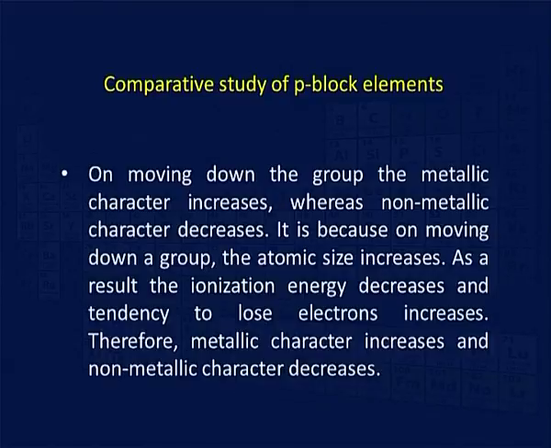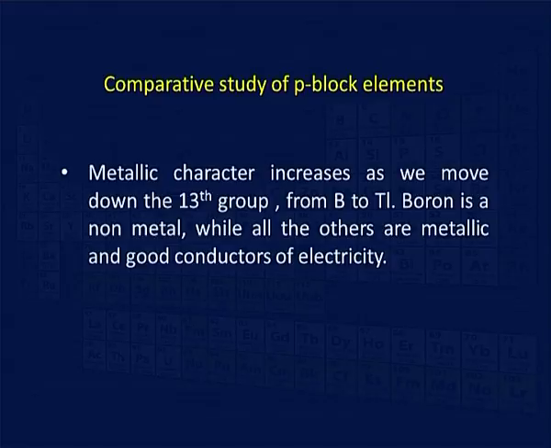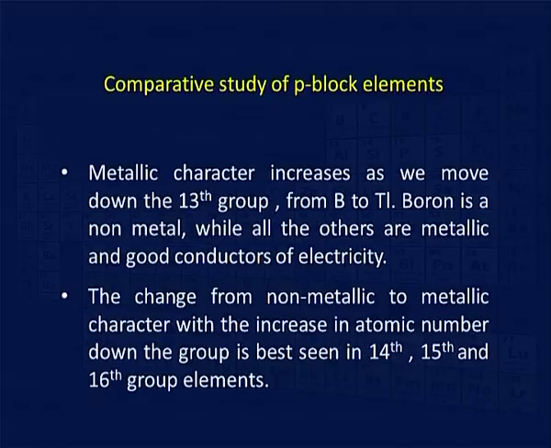Therefore, metallic character increases and the non-metallic character decreases on moving down the group. The metallic character increases as we move down the 13th group from boron to thallium. Boron is a non-metal, while all the other elements are metallic and also have good conducting properties for electricity. The change from non-metallic to metallic character with the increase in atomic number down the group is best observed in the elements of the 14th, 15th and the 16th group.